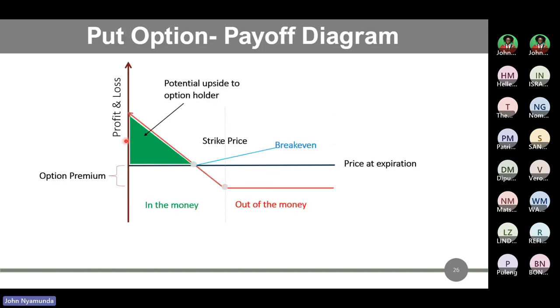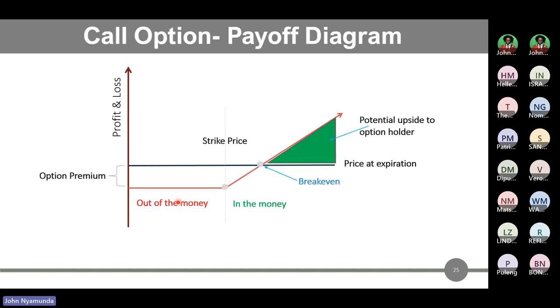A put option is the opposite. Same idea, there's a loss at the bottom. When prices are falling before the strike price, you are losing the premium. When you get to the strike price, your loss is reducing. You get to the break-even point. As long as the price is reducing, you are in the money. From here going up, we call it out of the money, and from there going backwards, in the money. It's the same story swapped. So you say the option was in the money, or the option was out of the money. That's what they are saying: it was profitable or not profitable.